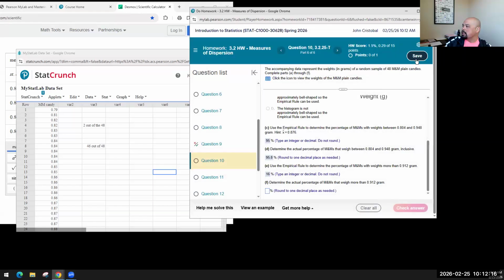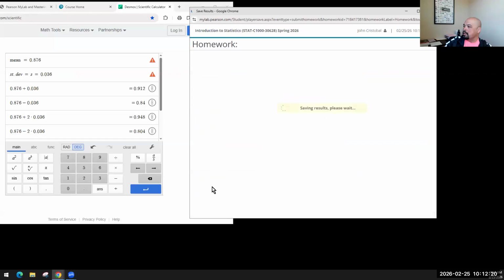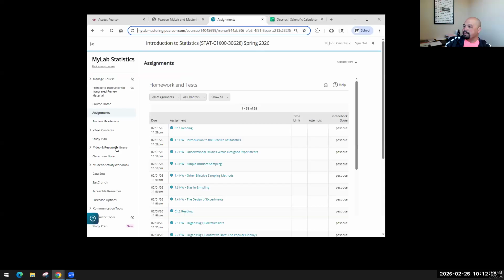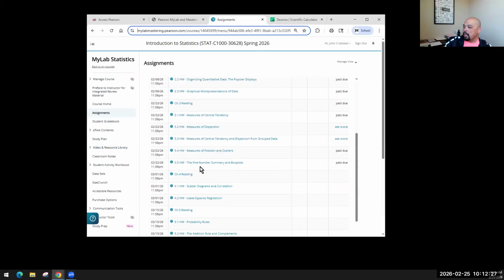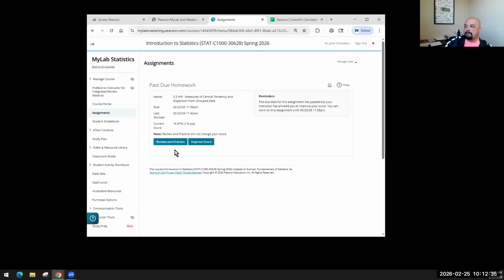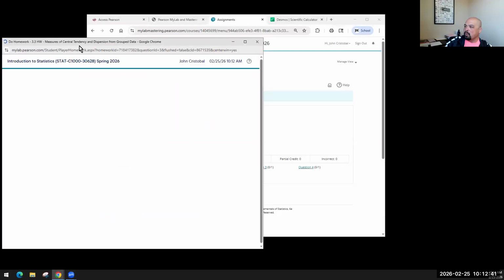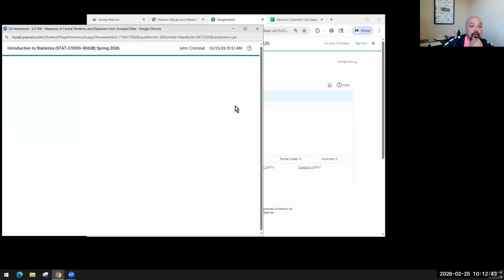Actually, let me make sure I save my work. Oh, that was number 10. Oops, sorry. Now I'm back here. So let's go back to another assignment. Let's go to this measures of central tendency, the mean, and dispersion for group data. Okay. So I want to improve my score. We'll do this one again. So let's say we're going to do this problem number 3. Here we go. Looking for group data now.